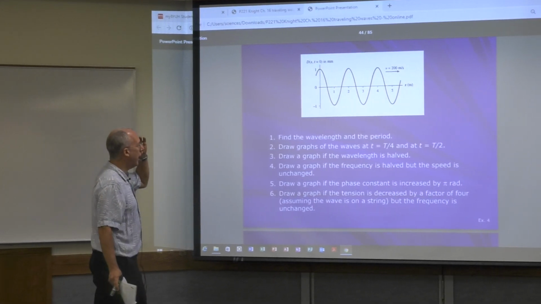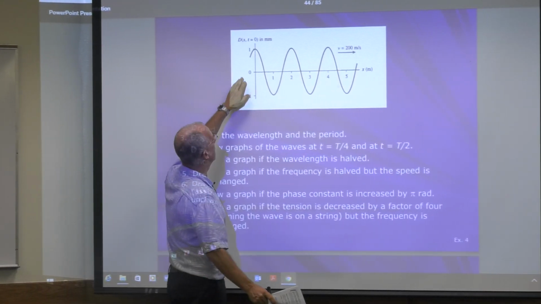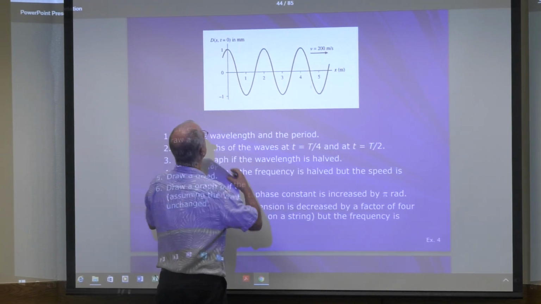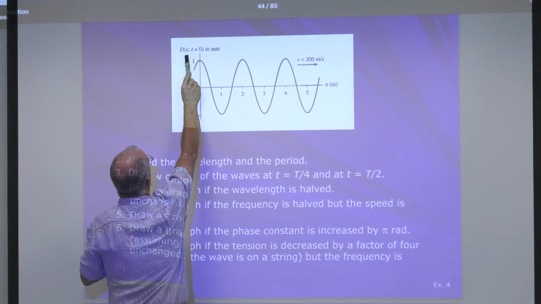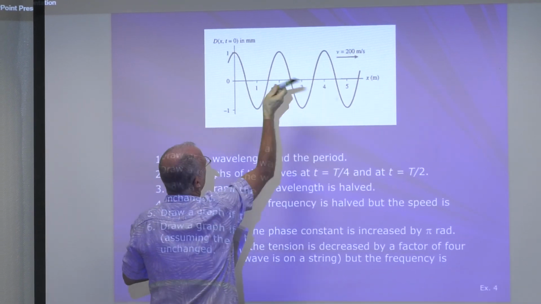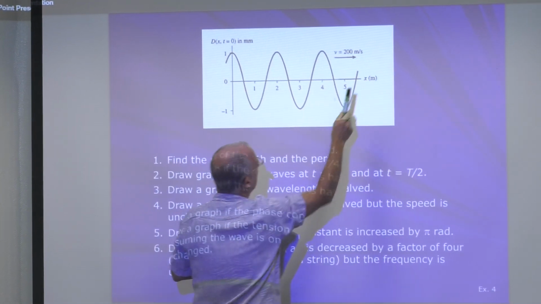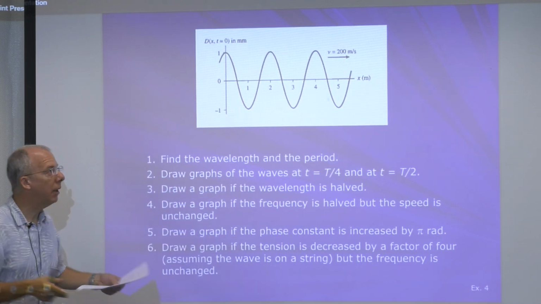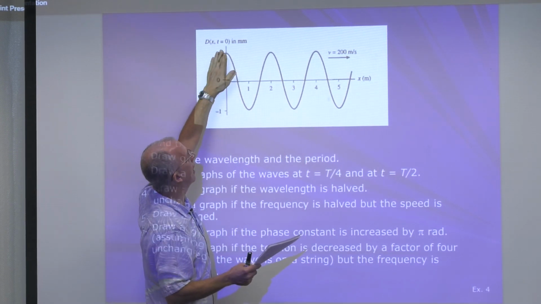All righty, so here we have a graph. Notice what it says. It says the displacement of x at one particular time, and it's in millimeters, whatever. And notice this is x. So there's no time, and it says right here, this is what it looks like at time equals 0.